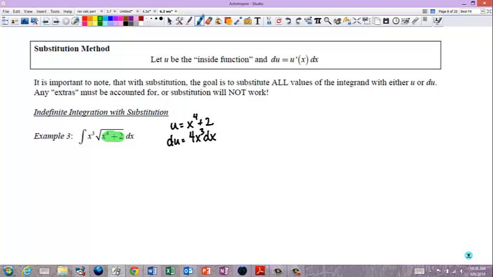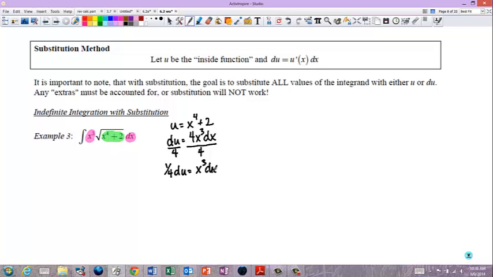And that is almost, whoops, not green, pink. It's almost this, but it's not. Okay, so you have to account for the fact that it's not the same. So you make it the same. Well, how can I make it the same? Could I divide it by 4? So I would have 1/4 du equals x to the third dx.